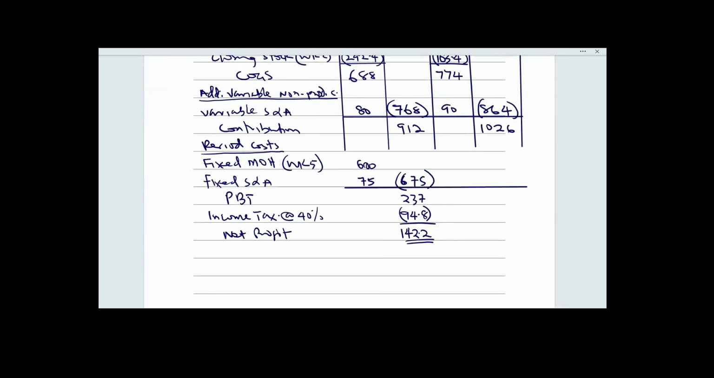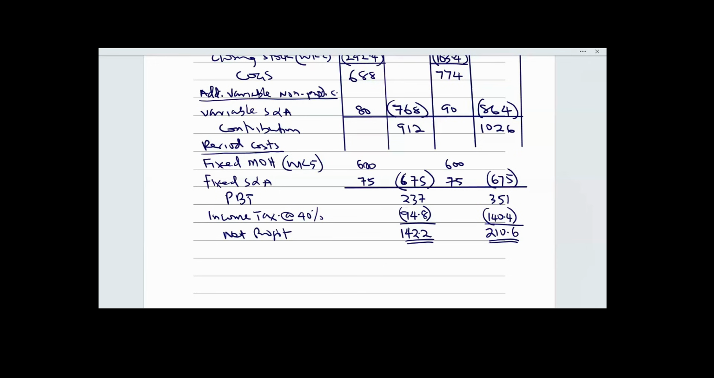Then fixed manufacturing overhead is 600,000. Like I told you, under the marginal costing approach, your fixed production overhead will remain the same because it is based on the budgeted output. The fixed selling and admin also will remain constant. So here will be 675 minus 1026. What do you get? 351. 351 multiplied by 40% is 140.4. 140.4 minus 351 gives 210.6.